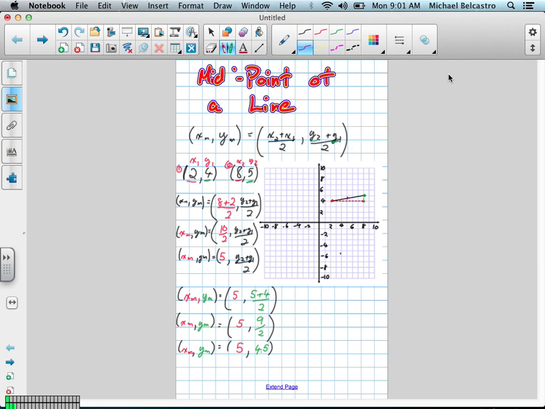So remember, x2 plus x1 divided by 2, comma, they're not related to each other. It's a whole separate formula again. y2 plus y1 divided by 2. And those will give you your two coordinates, the x and y value. Write that in. That's our x and our y value of the midpoint.